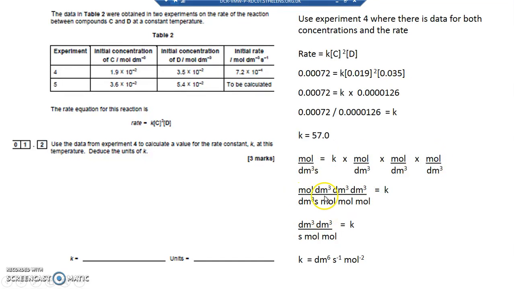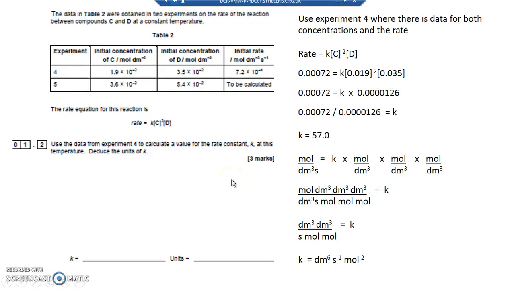Now I can cancel a mole on the top and a mole on the bottom. I can cancel a decimeter cubed on the top and a decimeter cubed on the bottom, which will leave me 2 decimeter cubes on the top, and it will leave me a second still on the bottom, and a mole on the bottom. So now what I do is I take the moles and the second up to the top. If they go up to the top, they become -1, so that becomes s to the -1, mole to the -1, and mole to the -1. And then you add the 3 and the 3 and it becomes a 6. The s to the -1 just stays the same, and mole -1 and mole -1 becomes mole to the -2. So that's your units of K.